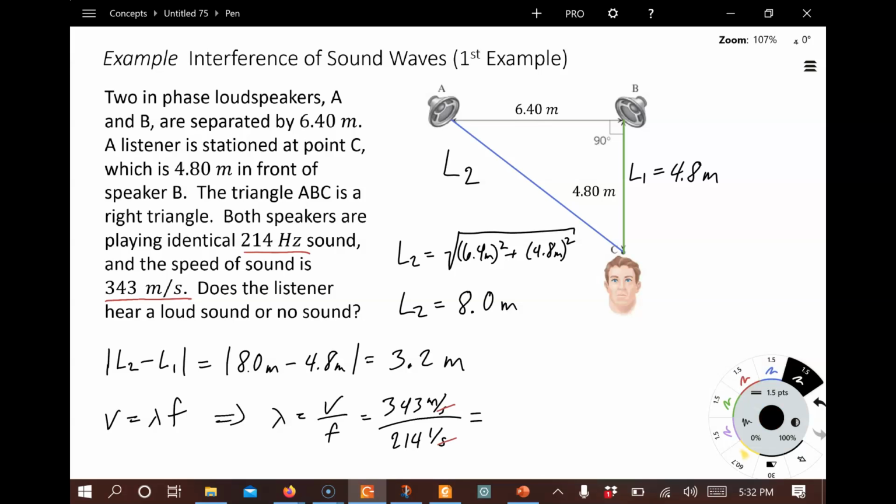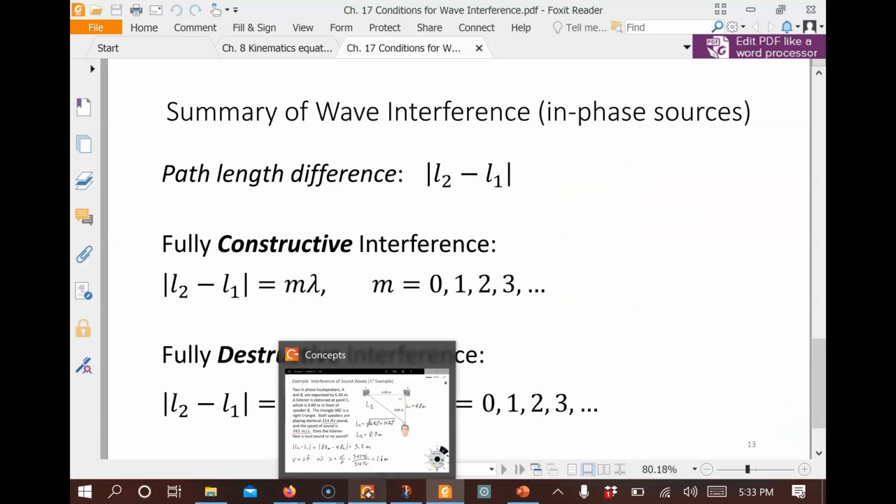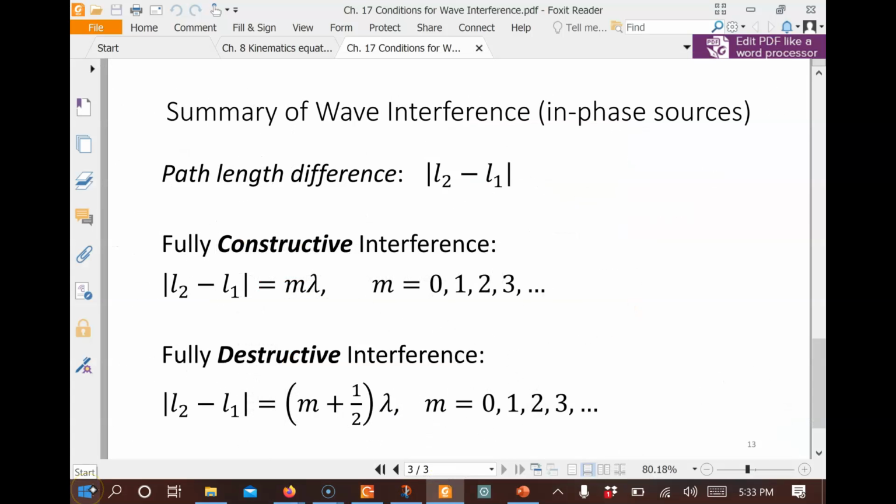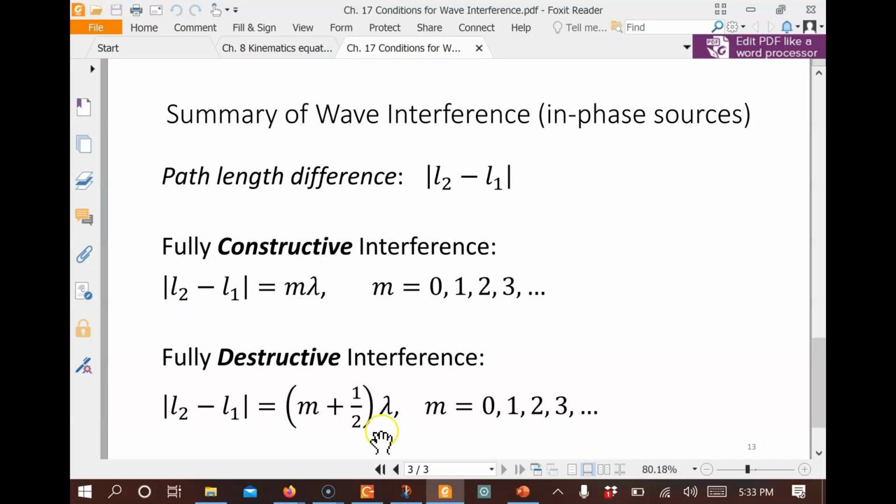And when we calculate, we come up with a value here equal to about 1.6 meters. Now let's go back here to the condition for these interferences. We're trying to figure out if this number can be written as an integer value times the wavelength or as a half integer value times the wavelength. Let's go back and inspect again.